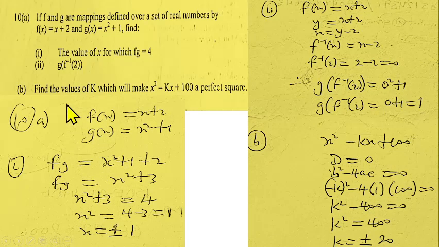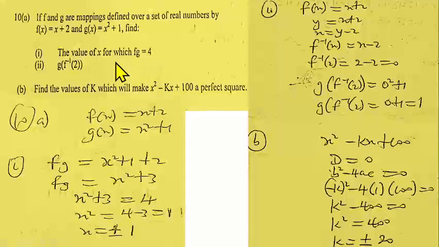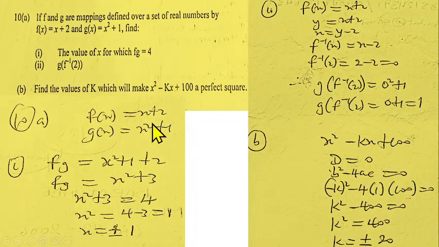Then how do we do that? It's very simple as well. The first one, we have to find the value of x for which f of g is equal to 4. Now we have f of x to be x plus 2, g of x to be x squared plus 1. So how do you find f of g?